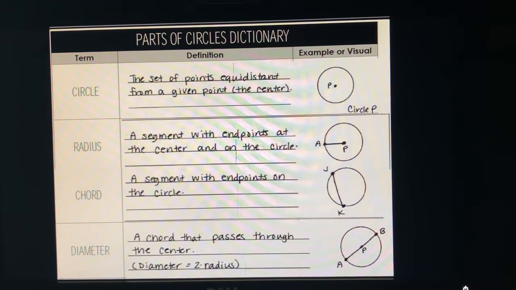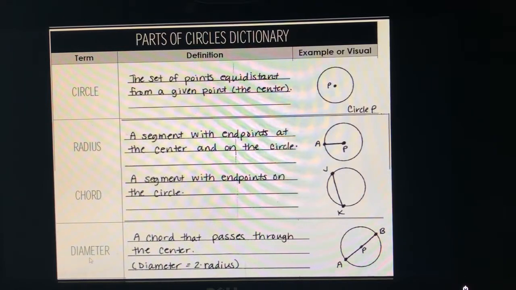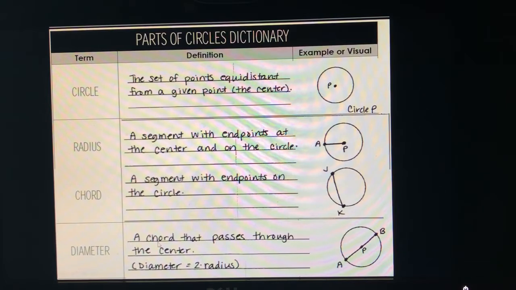And when we go through the center of the circle, that's called a diameter. So again, a diameter is a chord that passes through the center. And last week, we talked a lot about the diameter equaling 2 times the radius. So how many radii are there in this diameter listed in the picture on the right? We have AP and we have BP. So there are 2 radii and it creates 1 diameter.